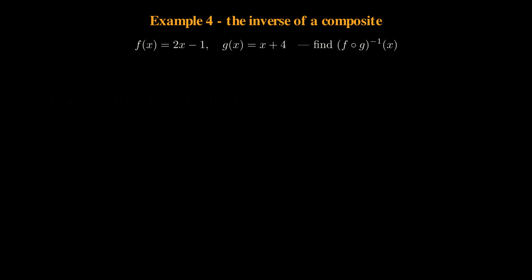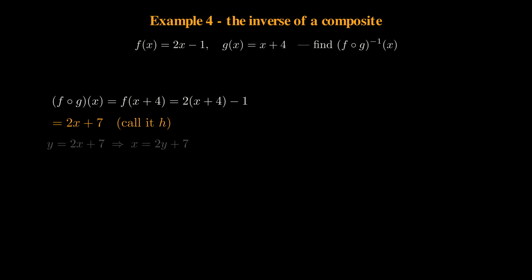Build first. g is inner, so g runs first. x plus 4. Feed it to f, which doubles and subtracts 1. 2 times x plus 4, minus 1, which tidies to 2x plus 7. Call that single function h. Now invert h with swap and solve.